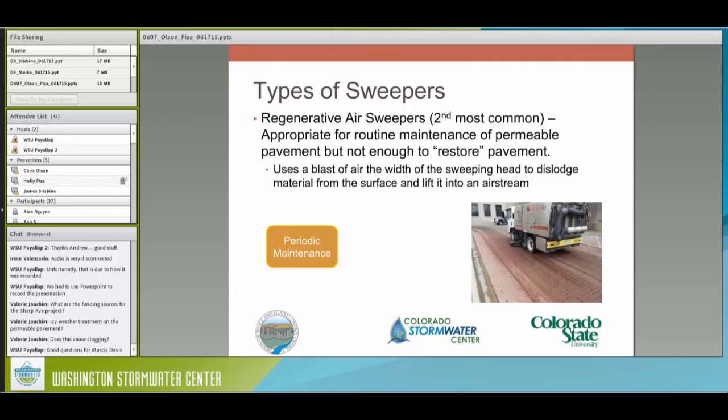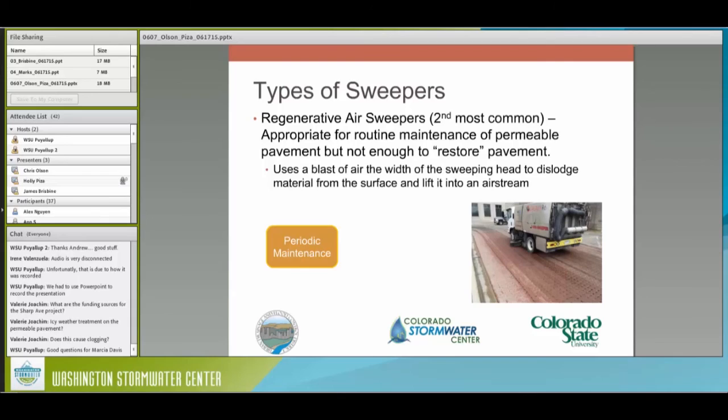So I've also had a little bit of difficulty finding a contractor to come and use a regenerative air sweeper on those sites. It's not impossible, but in some areas you may not have access to this type of equipment, and I think that's a good consideration when you're putting in permeable pavement. Are you going to have access to the right equipment to maintain it?